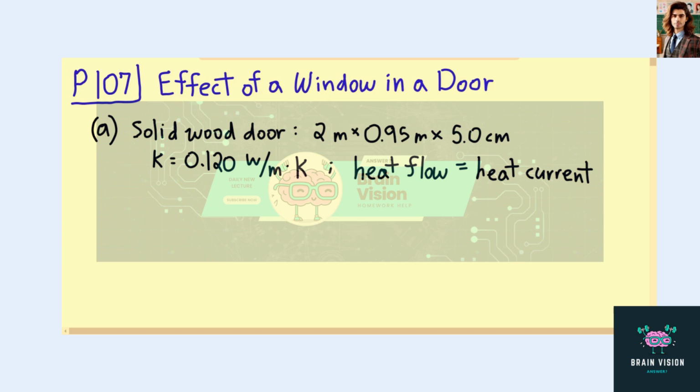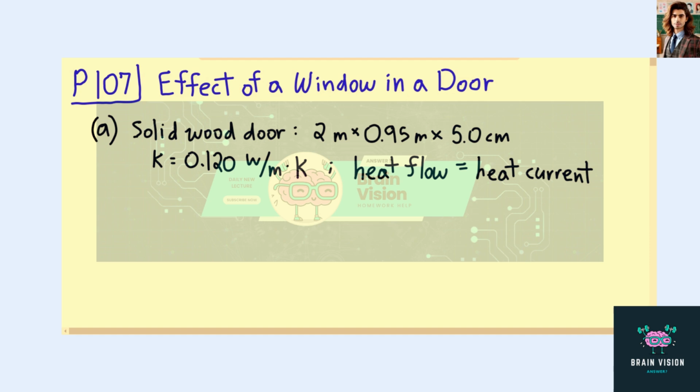So when it's asking for the heat flow, we want to think of heat current. There's a flow of heat from outside to inside, or inside to outside, depending on the temperatures. In this case, we're given that the temperature of outside is minus 8 Celsius, and the temperature of inside is 20 Celsius.